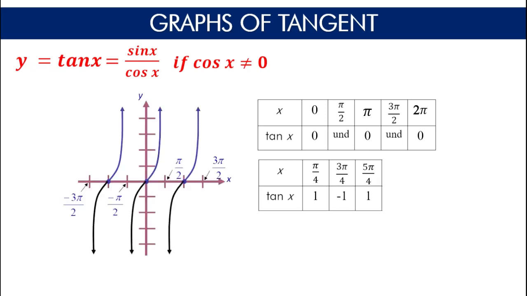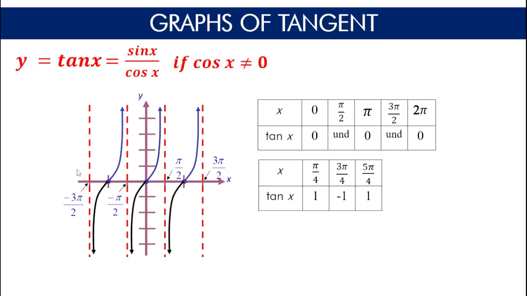As you can see here, this will be the graph of the tangent function. At 0, we have 0. Pi over 2 is a vertical asymptote. And then pi, that is 0. Same with 2 pi if you're going to extend this. So we have pi over 2, 3 pi over 2, negative pi over 2, and negative 3 pi over 2 as our vertical asymptotes.